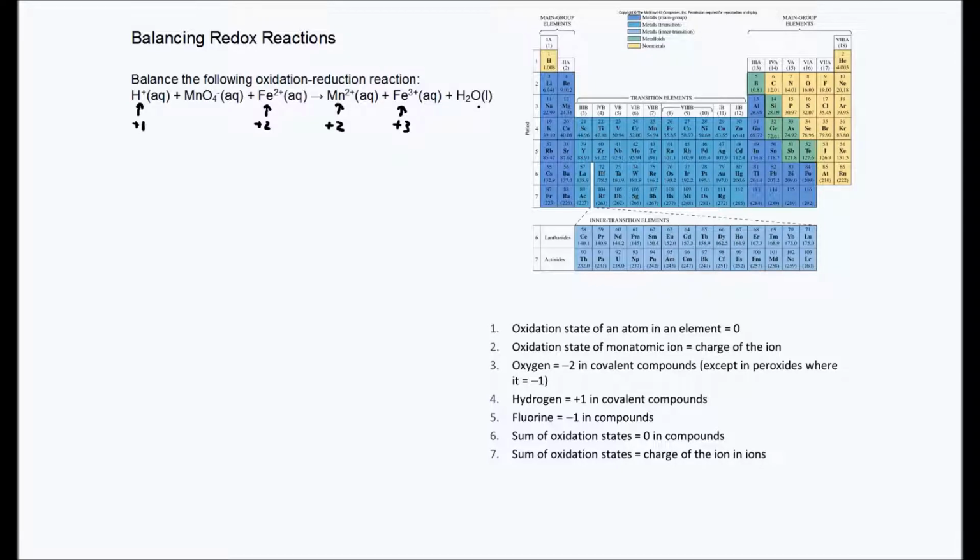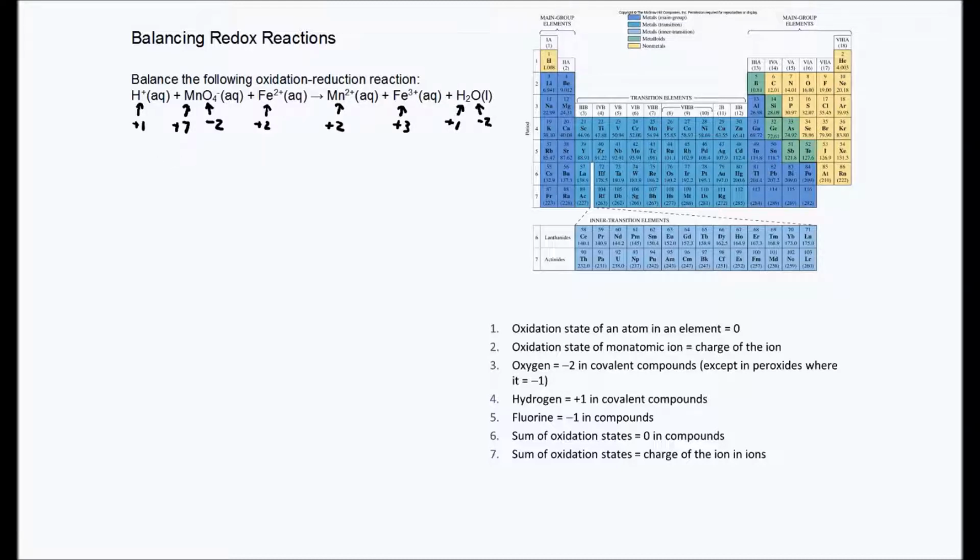All right. Down here, this is covalent now. That oxygen is minus 2 because of rule 3. This hydrogen is plus 1 because of rule 4. This oxygen is minus 2 for rule 3. Manganese I don't know, but I can figure it out because of my summation rules. X plus 4 times minus 2 equals the charge on the ion, minus 1. So X minus 8 is minus 1. X is plus 7. This is a plus 7 manganese species.